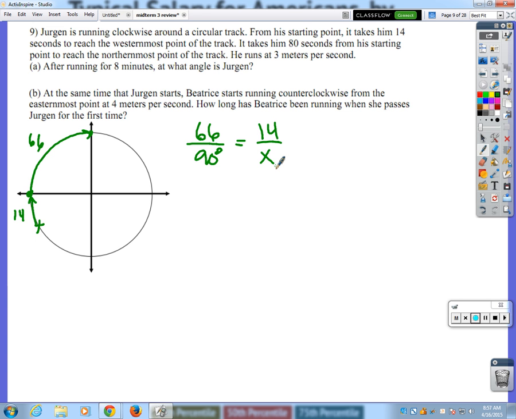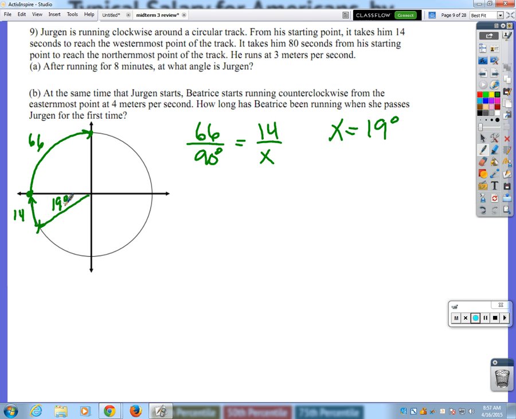Anyway, so what did you come up with? 19.09? Can I go with 19 degrees? Okay. So that means his starting point right here is 19 degrees from the negative x-axis. Okay? Is that alright? Yeah. Okay.